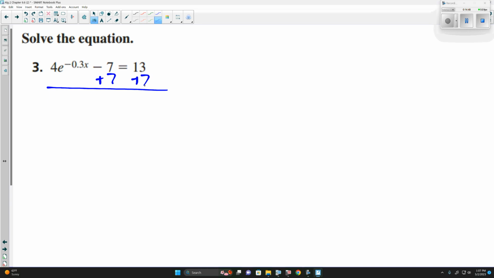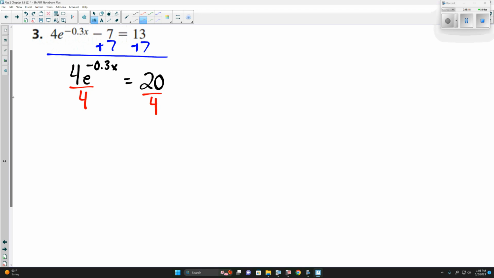I would add 7. Now, dividing by 4 is not wrong. It is a proper step, and we could do it, but I would have to divide the 7 and 13. It would get us to the same place, but we would have to deal with some decimals before we got there. Now, we can divide by 4, telling us e to the negative 0.3x is 5.